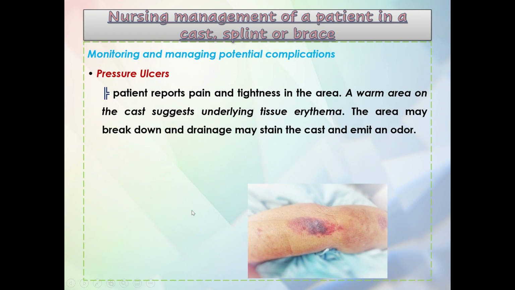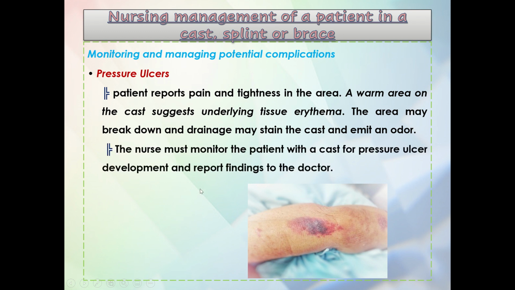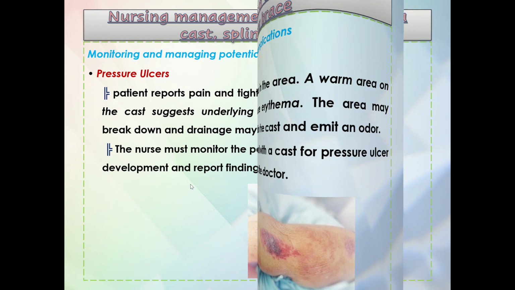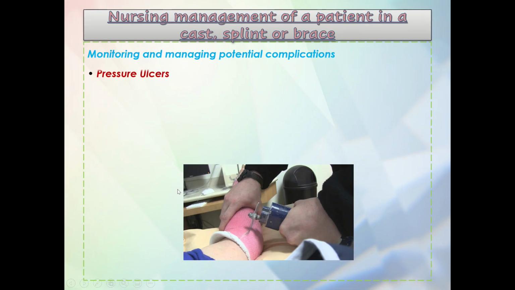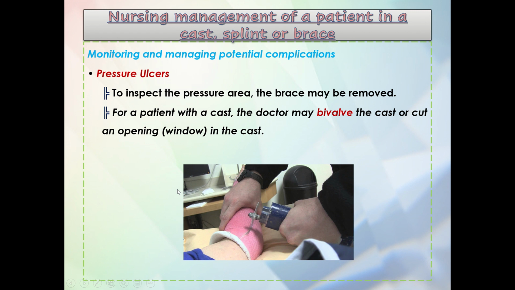So for pressure ulcer, the patient reports pain and tightness in the area. A warm area on the cast suggests underlying tissue erythema. So nagkakaroon na ng inflammation. So the area may break down and drainage may stain the cast and emit an odor. So the nurse must monitor the patient with a cast for pressure ulcer development and report findings to the doctor. So you have to inform the physician. So they inspect the pressure area. The brace may be removed.